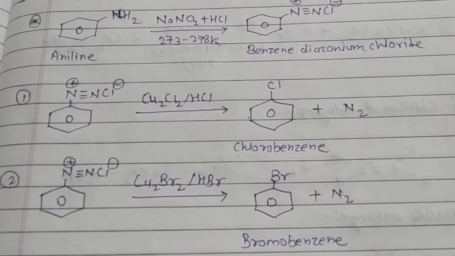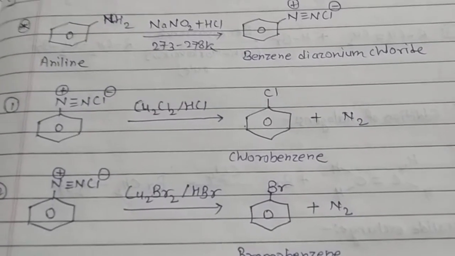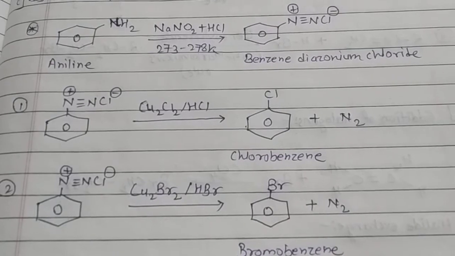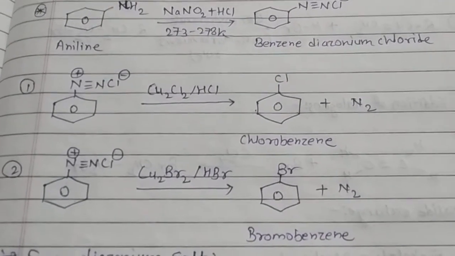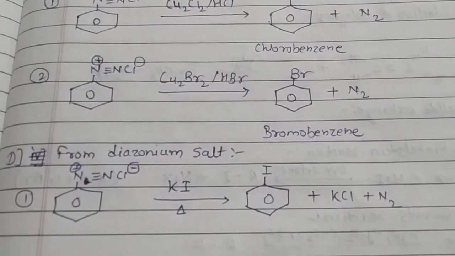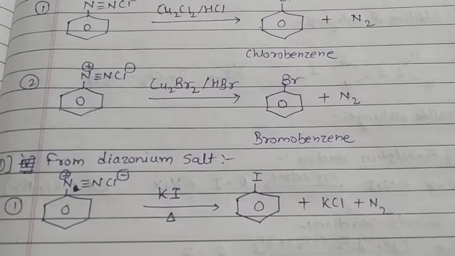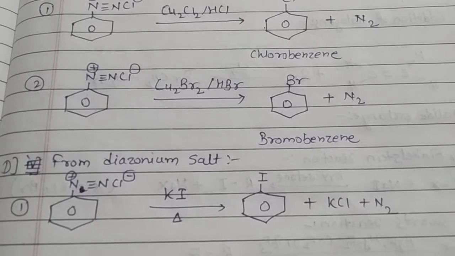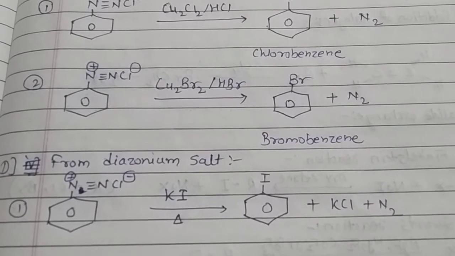Formation of chlorobenzene and bromobenzene from diazonium salt, that is known as Sandmeyer reaction. And then the next one is like Sandmeyer, but it was not discovered by Sandmeyer. That's why we have written it in a different manner. So again the diazonium salt is here.